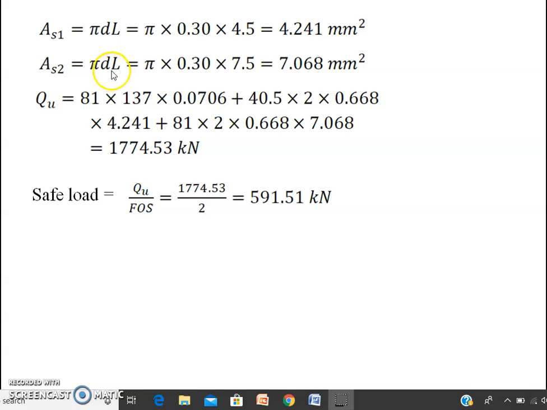AS2 is equal to pi into D into L, which equals pi into 0.3 into 7.5, the depth below the linear distribution where the strength remains constant, which equals 7.068. So QU, the ultimate load carrying capacity of the pile, will be equal to 81 into 137 multiplied by 0.0706. It's nothing but substitution of individual values.